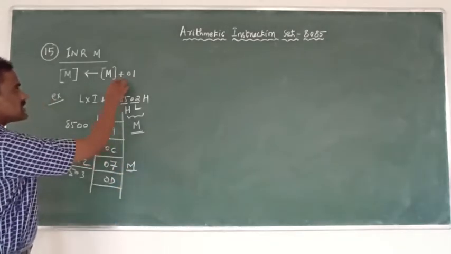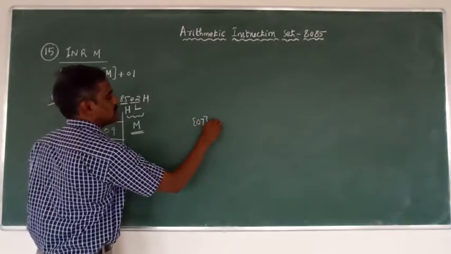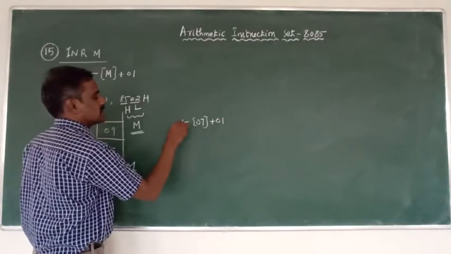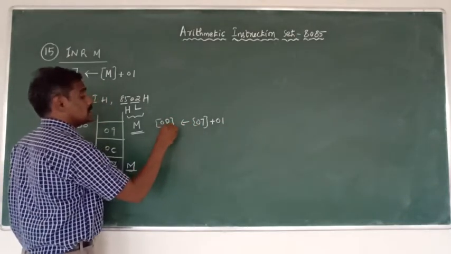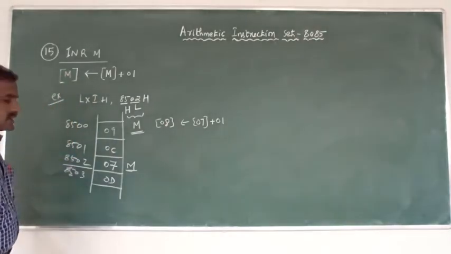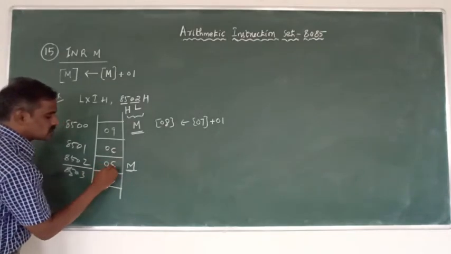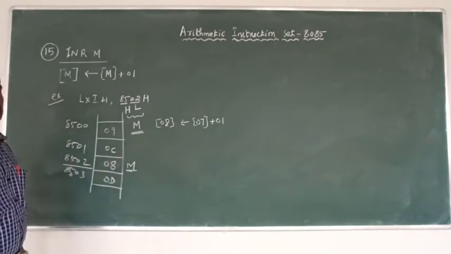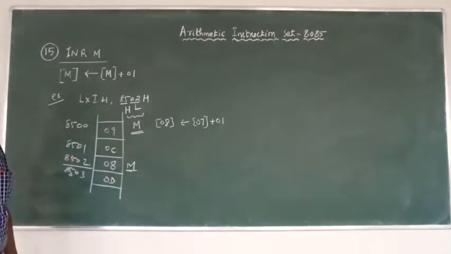Now the 07 data will be incremented: 07 plus 01. The result 08 is moved to the same memory address location. The 07 will be removed and it will store the 08. For that we can use this type of instruction.